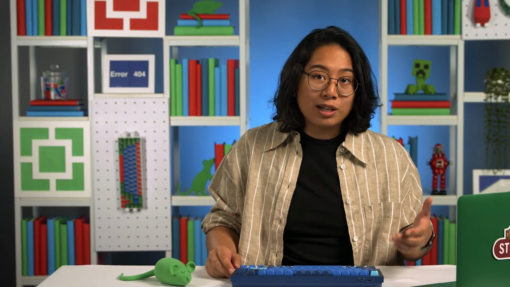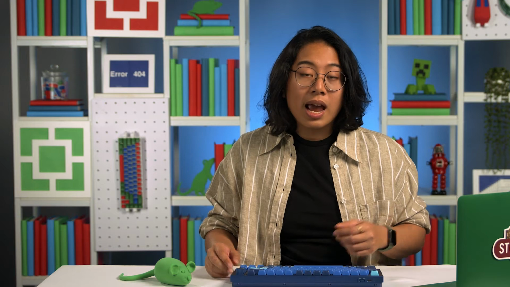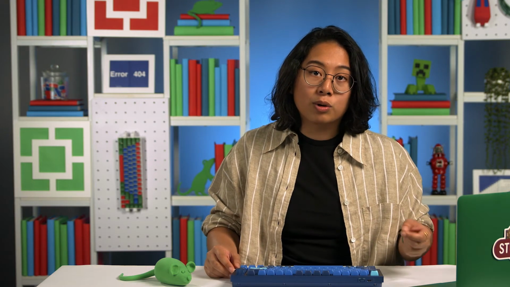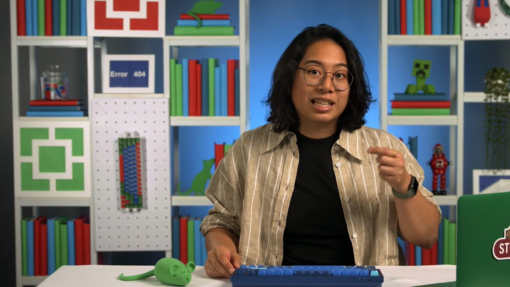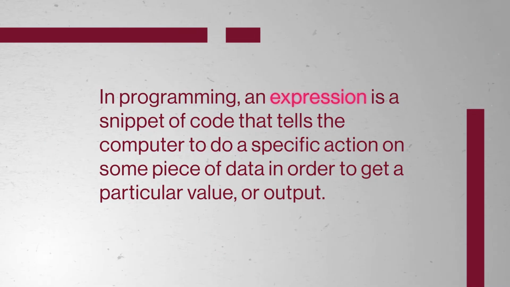In general, data types determine the kinds of data that go into or come out of a process, and in programming, the way we direct a computer to process bits of data is with expressions. In programming, an expression is a snippet of code that tells the computer to do a specific action on some piece of data in order to get a particular value, or output.